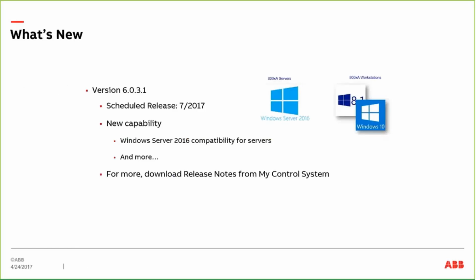So one of the things that are new is that there was a release, 6.0.3, where Windows 10 operating system compatibility was released in January for clients. Scheduled for July of this year is version 6.0.1, and that will have Windows Server 2016 compatibility. Okay. And if you want to know more about the upcoming release or just past release, download the release notes from My Control System.